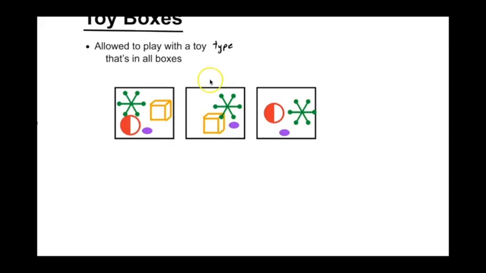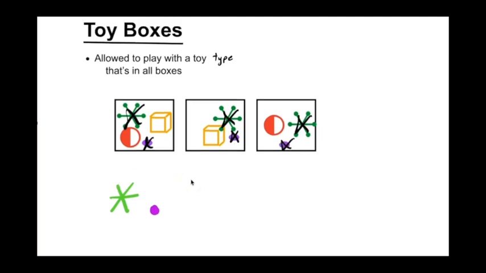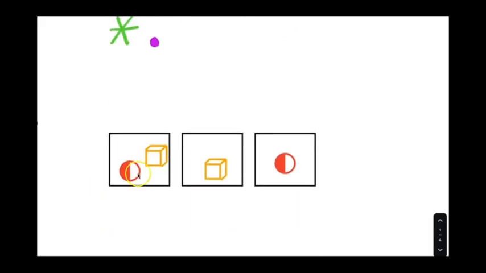With that in mind, let's pull out the toys we get to play with. Only the type of toy that's in all the boxes are the ones we get to play with. If we pull it out, what happens? We'll bring out this green toy and we'll pull out the purple toy. That means in our box here, this is gone, this is gone, this is gone, that's gone, that's gone, that's gone. What toys are left over after we pull out the type of toys that are in all the boxes? Well, we're left with these toys.